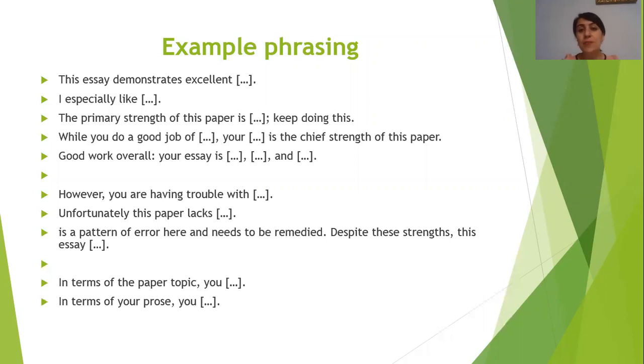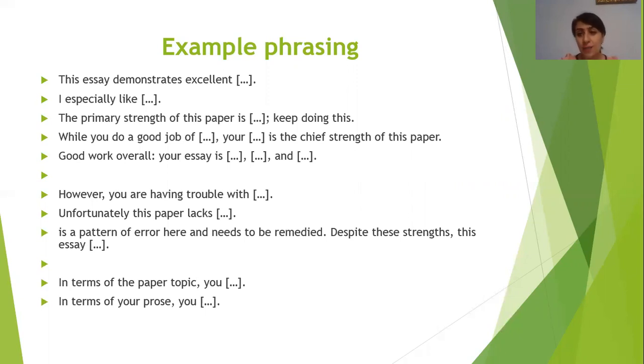So next slide is example phrasing. You should begin your feedback with the following expressions. This essay demonstrates excellent, or I especially like, or the primary strength of this paper is, and you continue your words and sentences. Keep doing this. While you do a good job of, and you continue. Is the chief strength of this paper, or good work overall. Your essay is, and your ideas. You can continue your ideas.